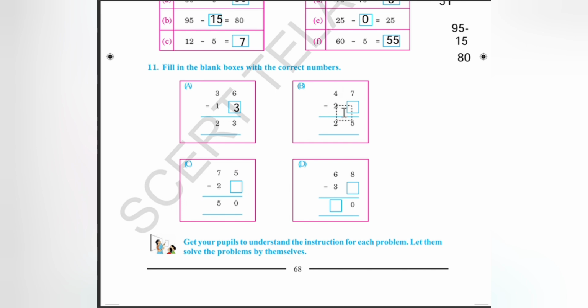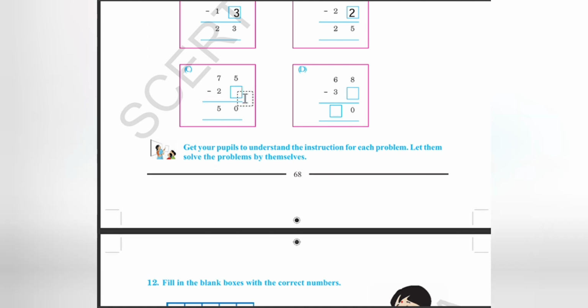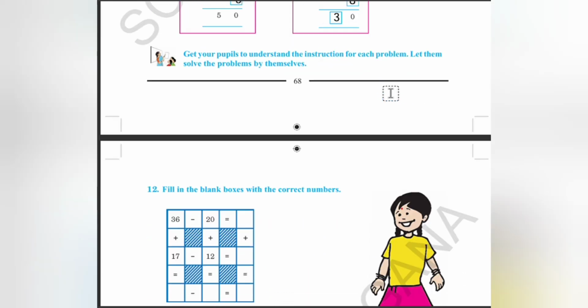47 minus dash is given here. Here 7. So 7 minus 2 is equal to 5. 4 minus 2, 2. 75 minus dash is given here, 5 minus 5. 7 minus 2, 5, 50. 75 minus 25, 50. 68 minus dash is given here, 8 minus 8 is equal to 0. 6 minus 3 is 3. So 68 minus 38 is equal to 30 itself.